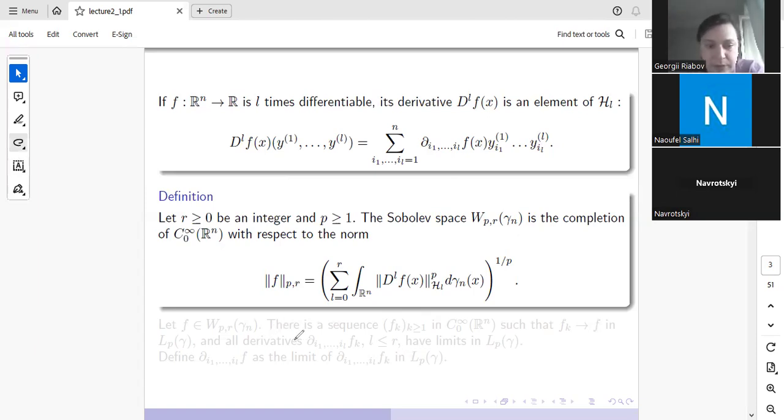So explicitly, we have the following expression. We integrate f to the power p, then we add the integral of the derivative of f to the power p, and so on until the derivative of order r.